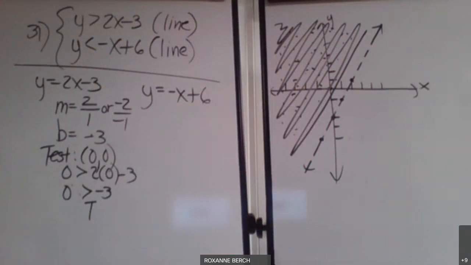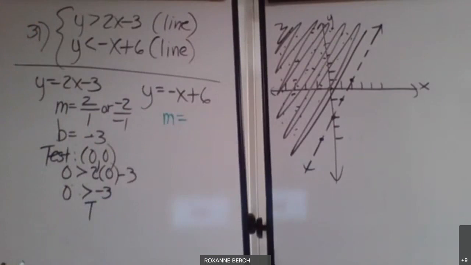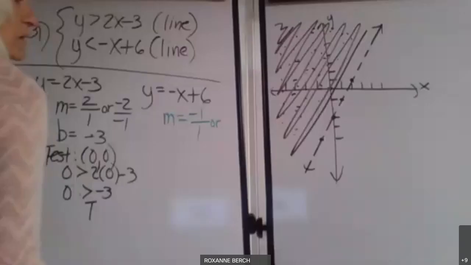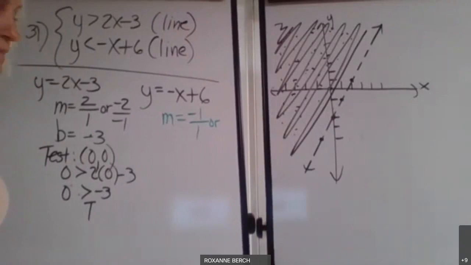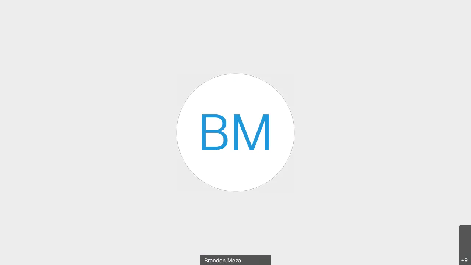That's also solved for y, so we're going to use slope-intercept form. So what's the slope, you guys? Slope? Is it negative 1 over 1? Yes. It's negative 1 over 1, but how do you read it? Rise over the run. How do you read it? Down 1, right 1. Or it could be 1 over negative 1.